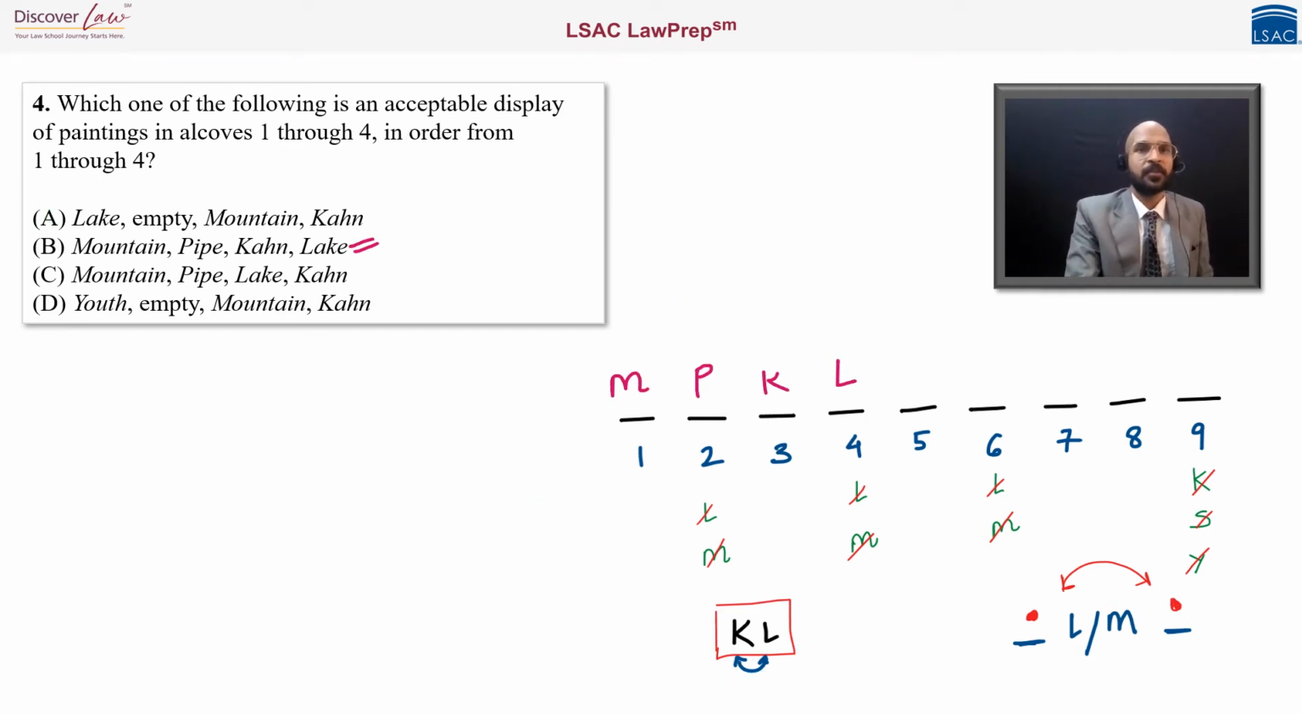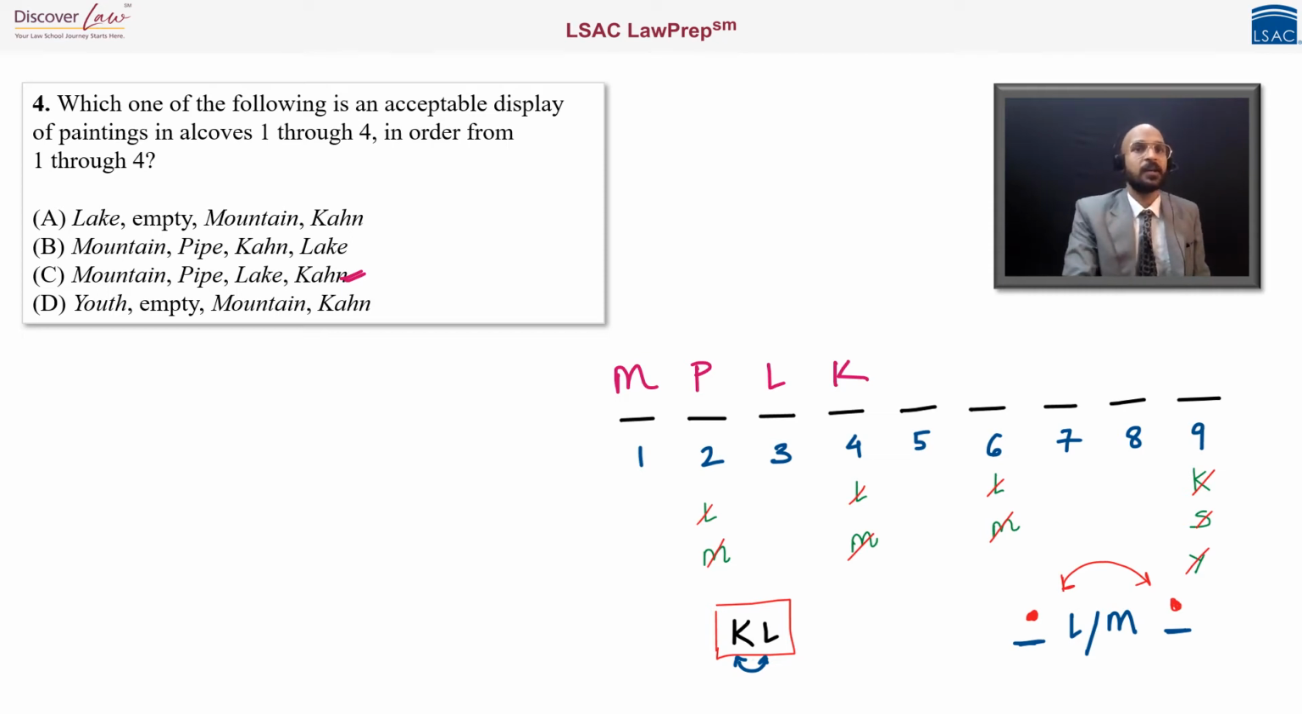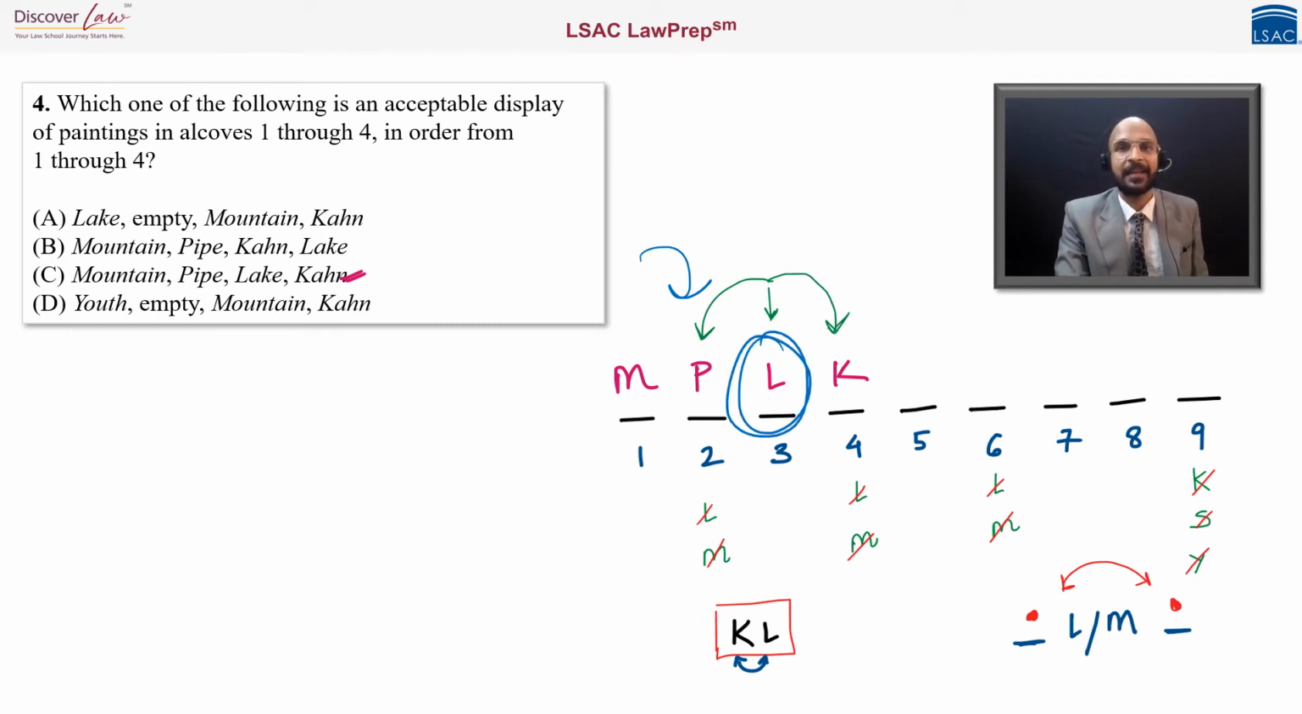Option B, let's simply write down what we see here. M, P, K and L. Is there a problem? Yes, there is. You cannot have L in position number 4. Therefore, B is also not the right answer. Looking at option C. Now, M, P, L and K. Is there a problem here? Look, again the same old problem that L cannot have both positions filled. At least one of them has to be vacant, and therefore C is also not the answer.